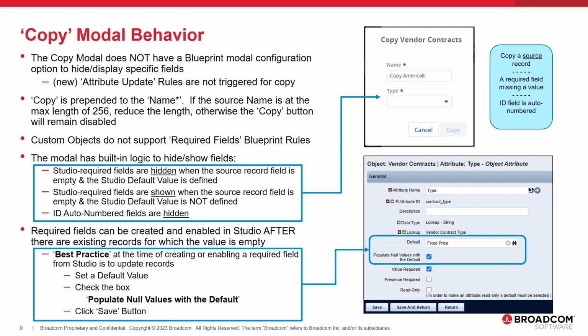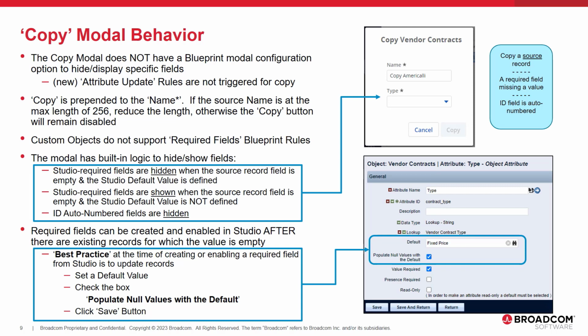If you have some Studio required fields, it may show up if there's no default value defined in Studio and the source record that you're copying from does not have a value set in that record. So on the screenshot here, you can see the type field, the source record didn't have a value and Studio didn't have a default value. However, if there is a default value in Studio or the source record has a value, then it won't show.